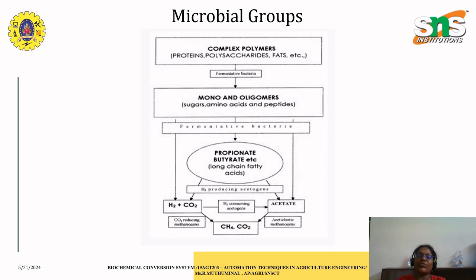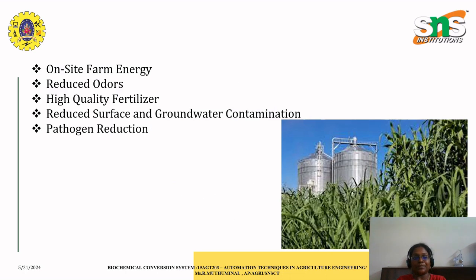Here, I have shown you the microbial groups that are involved in converting them into monomers and oligomers, and after that the long chain fatty acids are subjected to hydrogen producing acetogens, which will result in carbon dioxide release and also acetoclastic processes. This will convert the biochemical into an alternative resource which we have been expecting.